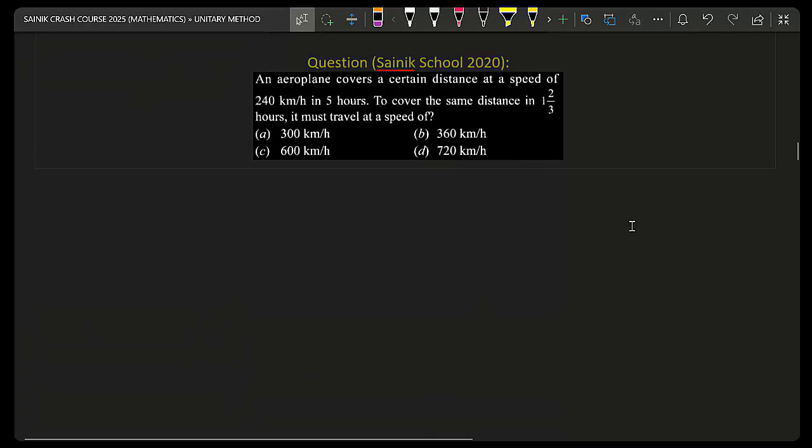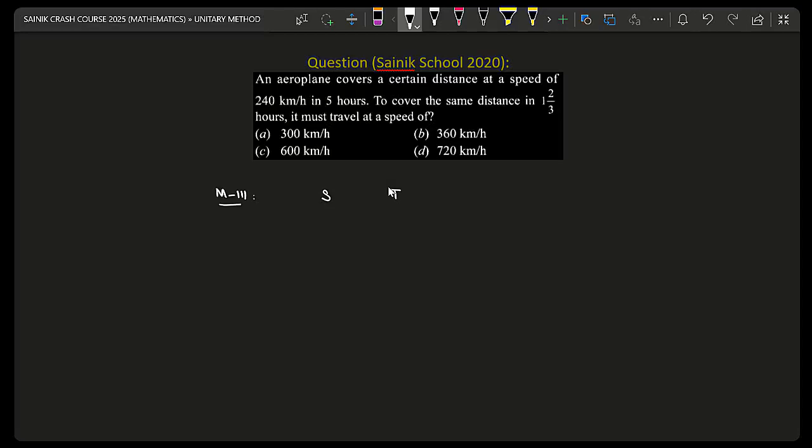Sir, yes. Which method do you want to use? Sir, method number 3. Okay, you're using method number 3. I'll write the columns. Here I'll be writing speed and here I'll be writing the time. Read the complete question from the beginning once. An aeroplane covers a certain distance at a speed of 240 kilometers per hour in 5 hours. To cover the same distance in 2 by 3 hours, it must travel at the speed of.